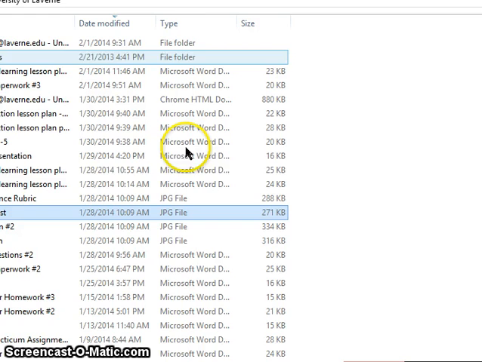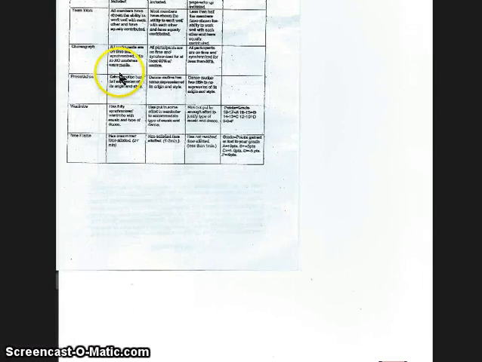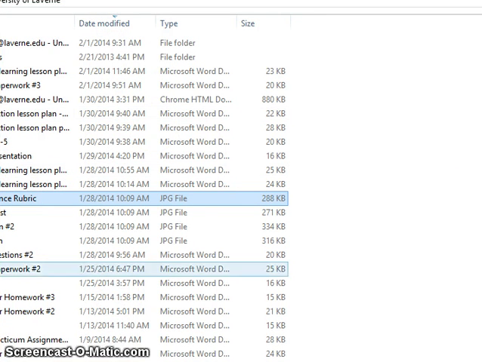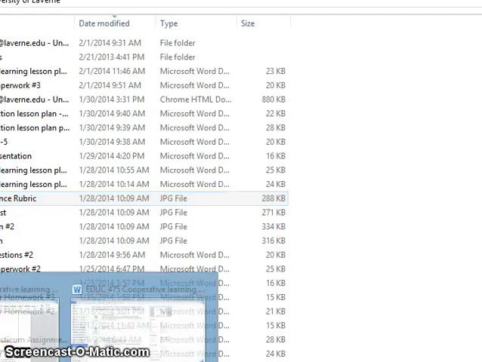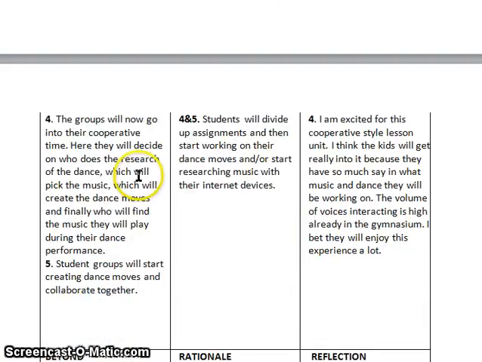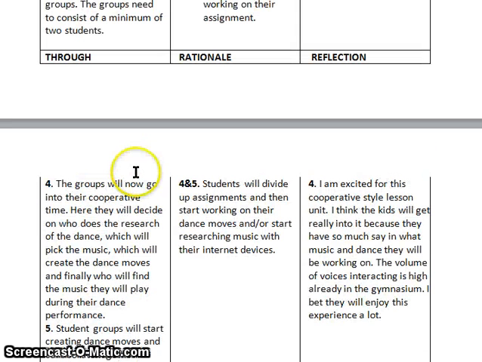The next is the rubric, where the kids get to see how they're going to be graded. They get graded on the history, their teamwork, their choreography, their presentation, the time frame, and their workspace. I don't know if that came up, but we'll see. So those are the different areas that the kids are going to be graded on.